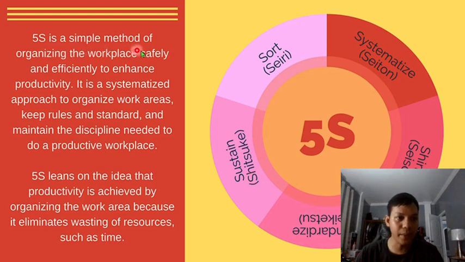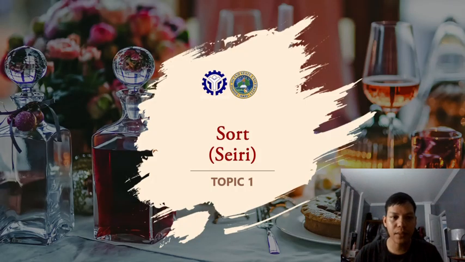Again, the 5S is a simple method of organizing the workplace safely and efficiently to enhance productivity. It is a systematized approach to organize work areas, keep rules and standards, and maintain the discipline needed for a productive workplace. The 5S leans on the idea that productivity is achieved by organizing the work area because it eliminates wasting of resources such as time. So we'll discuss first the number 1S, which is sort, or in Japanese, seiri.